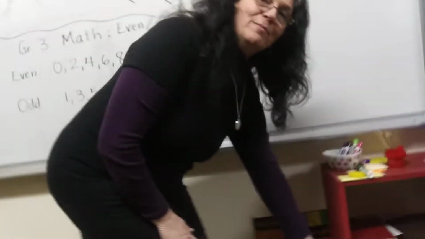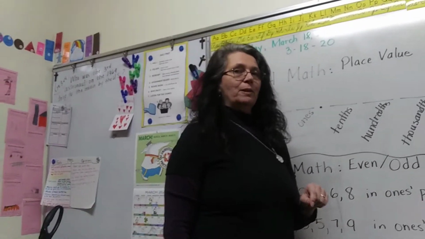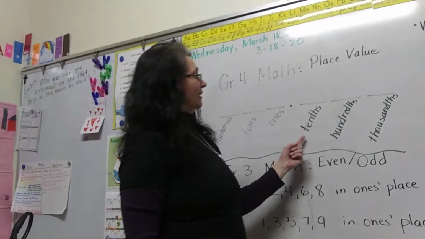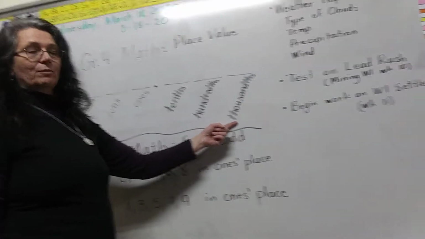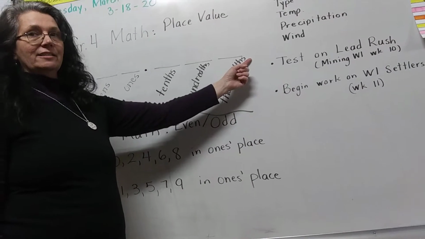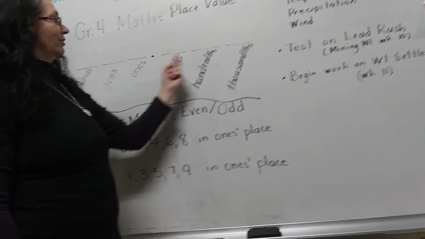All right, so today maybe you've already read about your lesson a little bit. You're talking about place value, especially in the thousandths place. Remember, that's with the THS. All right, so that would be after the decimal point.